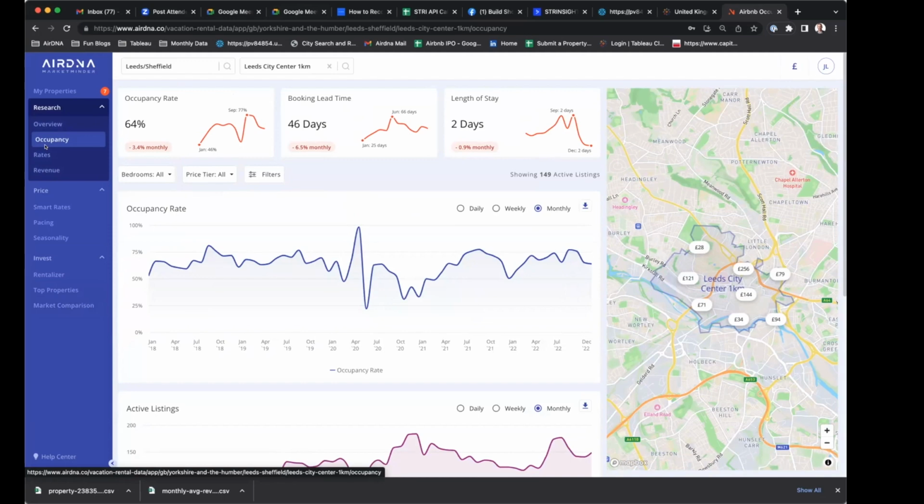You'll be able to find similar properties like it, and you'll be able to filter it down on bedrooms, and you'll be able to look at what you believe to be true and then look at the data to see if it's true. So for example, you can see here that for bedrooms, all filters, etc., the length of stay, the majority was 2 days. If you look at the top right hand corner, the booking lead time is about 46 days and the occupancy rate is 64 days.